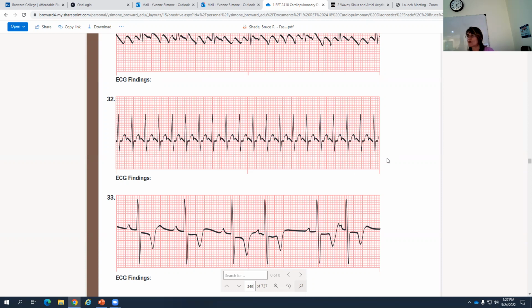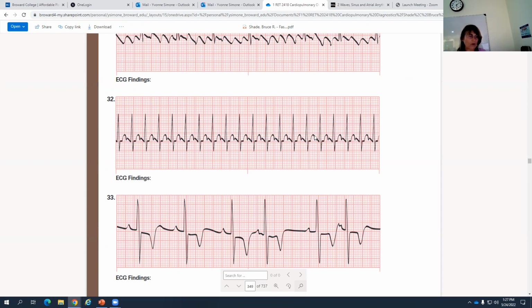So we're just going to call this supraventricular tachycardia. The impulse originated somewhere in the atria, and we actually see P waves, but who knows where in the atria those P waves started. So atrial tachycardia or SVT. Okay.